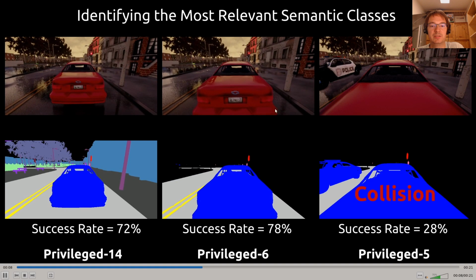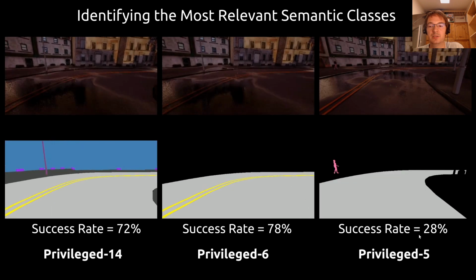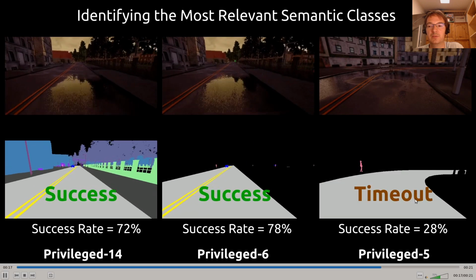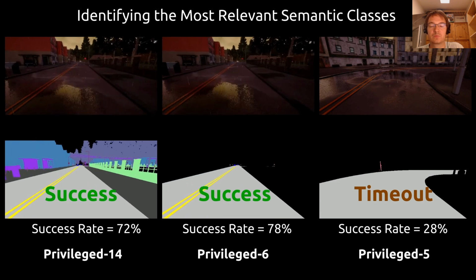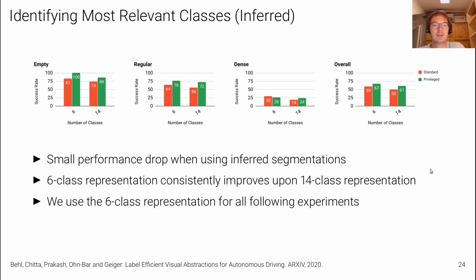You can see here that the success rate of the privileged agent with 14 or 6 classes is high. However, with 5 classes, the agent often timeouts or collides. We also did the same experiment using the non-privileged client, using the inferred segmentations. We can see a similar behavior.